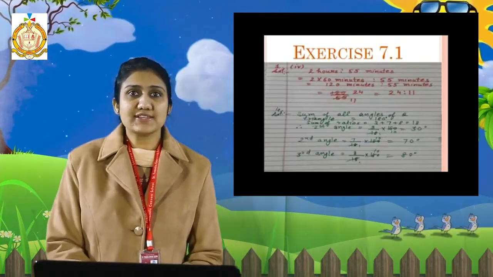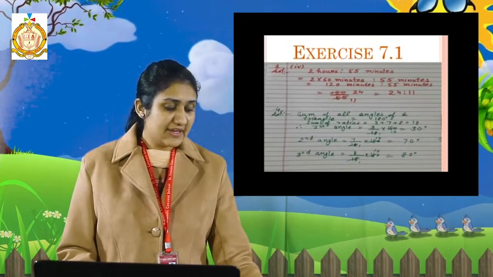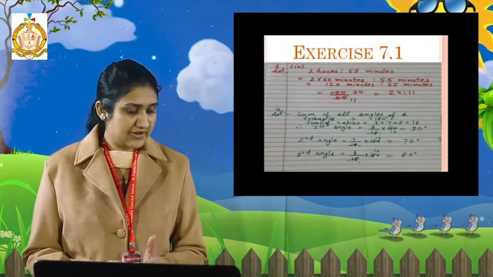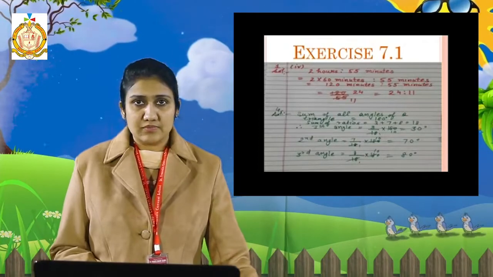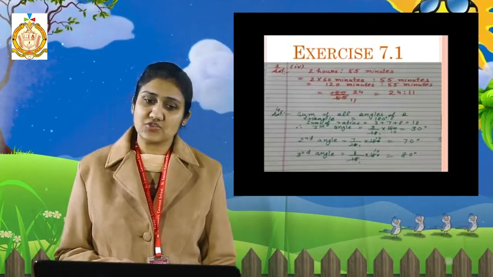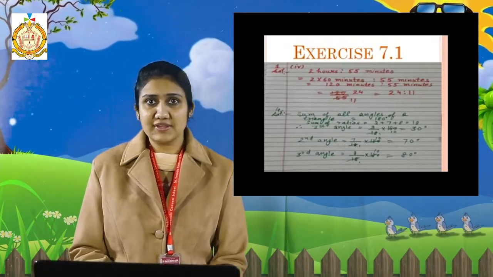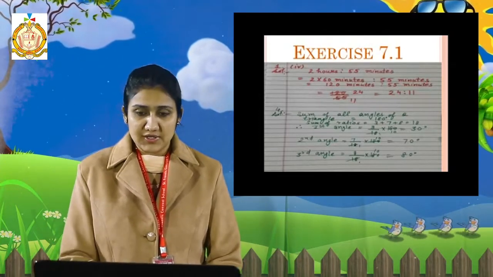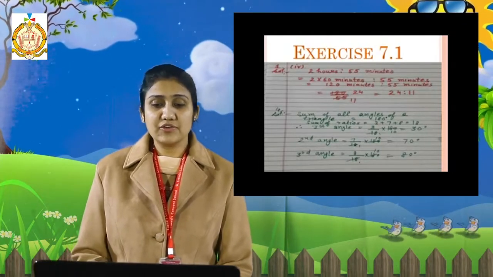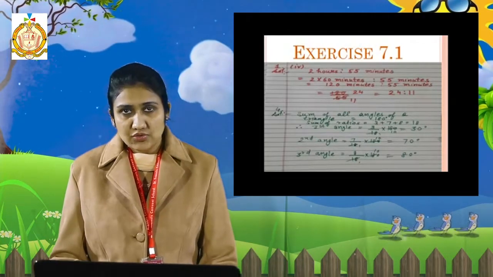Now we shall do our exercise 7.1. See the first term, it is given as 2 hours and 55 minutes. We have to convert it to the lowest form. Firstly we will convert it, then we will write it as a ratio. 2 hours means 2 multiplied by 60 minutes, because 1 hour contains 60 minutes. So we can write 120 minutes to 55 minutes. Cancelling out the terms, we can write 24:11.